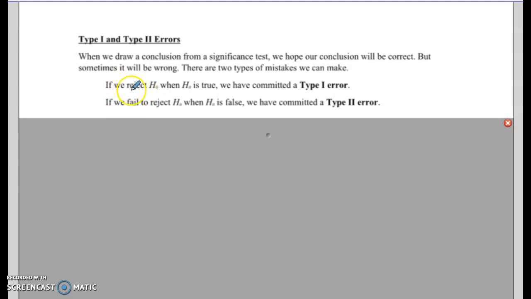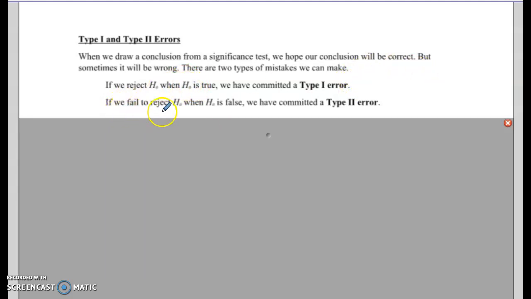So a type 1 error is we reject the null, meaning we get a small p-value, but it's actually true. Then we made a type 1 error. So here again, we got a small p-value, so we rejected the null hypothesis, but it was actually true. We made a mistake. We got some sample value that caused us to make a mistake in our decision. That means we made a type 1 error.